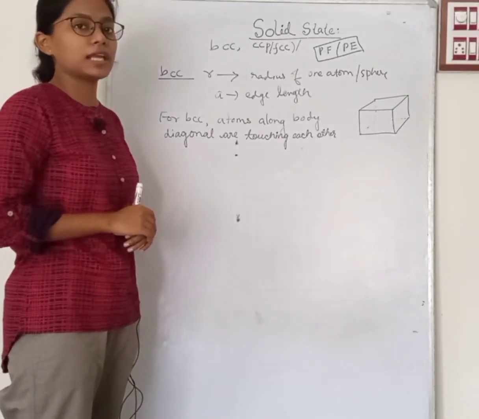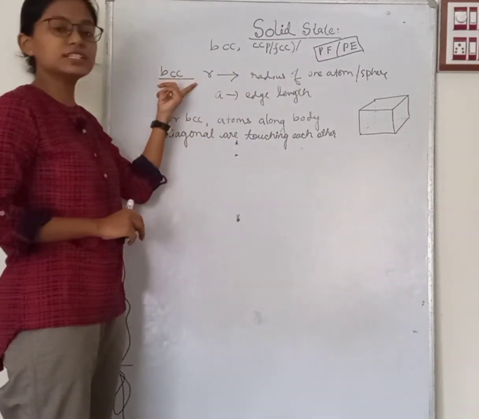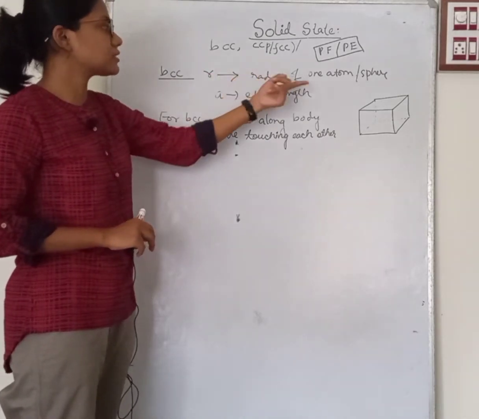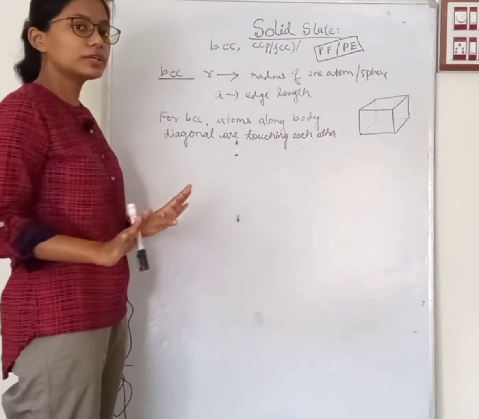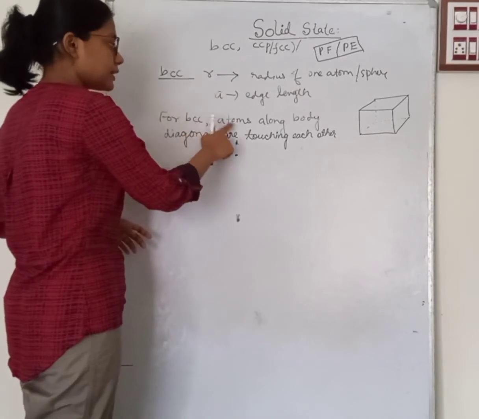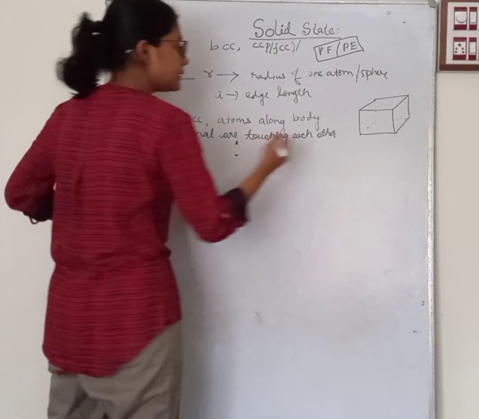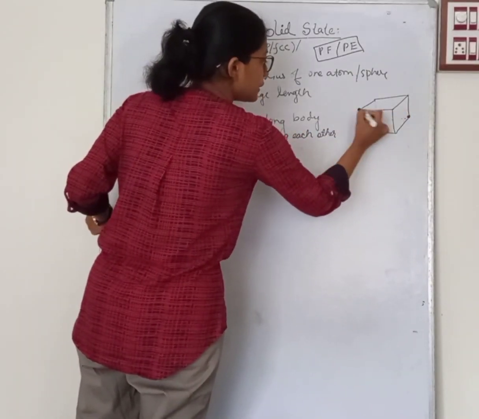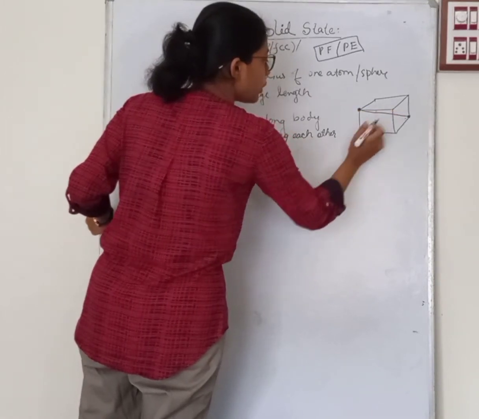So now we will calculate the packing fraction and packing efficiency for the BCC structure, the body centered cubic structure. So here again R is the radius of one atom or sphere, A is the edge length, and for body centered cubic structure, atoms along the body diagonal are touching each other. So what is the body diagonal? This is the corner atom and this is the corner atom at the opposite end of the cube. So it is the body diagonal.